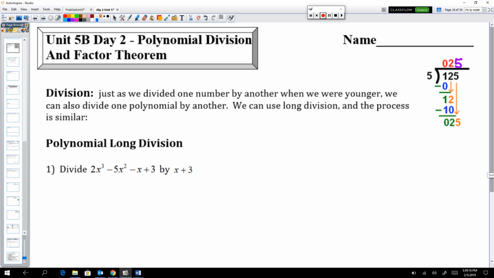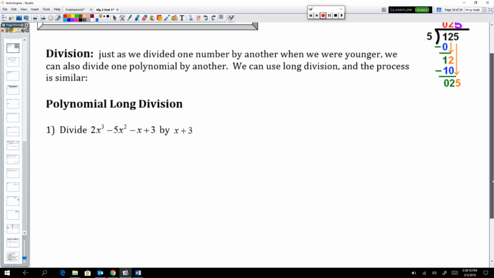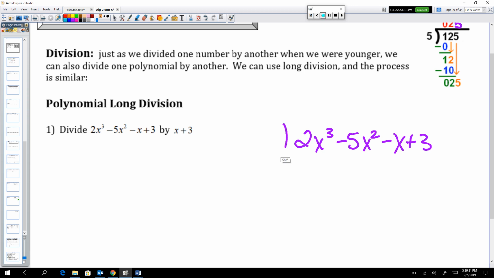So we're going to do some very similar steps to show polynomial long division, okay? So let's set this up like we're used to from the younger days. So we'll have 2x cubed minus 5x squared minus x plus 3. And that'll be divided by x plus 3, okay? So very similarly, we think to ourselves, how many times does x go into 2x cubed? Or what could I multiply x by to make 2x cubed? What do I have to multiply x by to make 2x cubed?